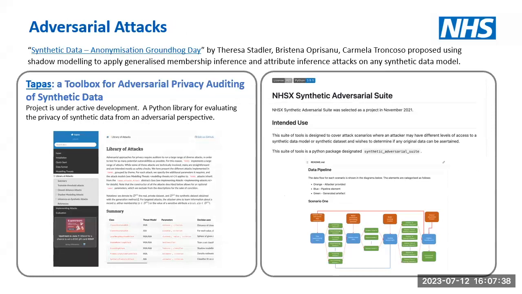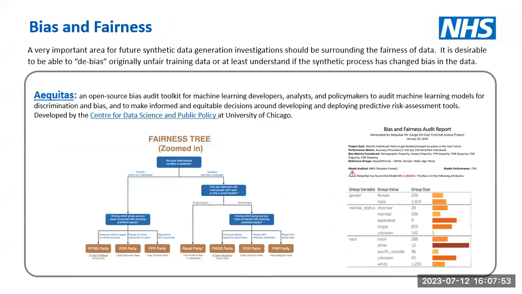So there's a really great one to look at called TAPAS, which is from the Turing, and this is a series of adversarial attacks you can apply to your data. We've created our own, which unfortunately I can't make open because you could use it against us, and I'm told by cyber not to do that.